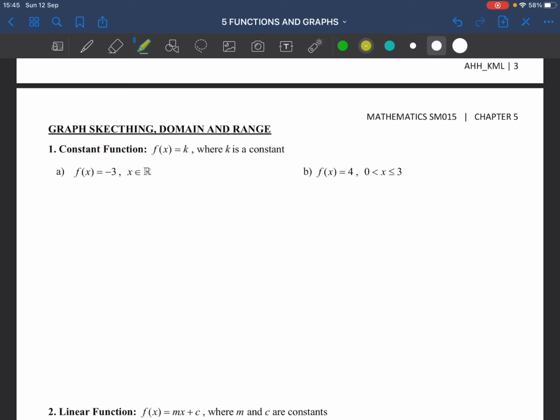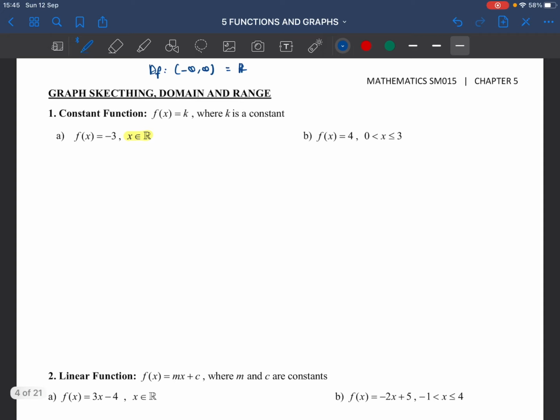Okay, apakah x in R ni? This is your domain basically. Okay, domain kita yang kita belajar sebelum ni. Kalau the state domain is from -infinity to infinity, this is the same as real number. Okay, so if the question said as x is in a real number, that means your domain is from -infinity to infinity lah. Okay, so let's draw fx equals to -3, a constant graph.